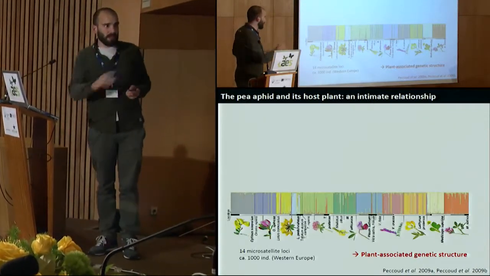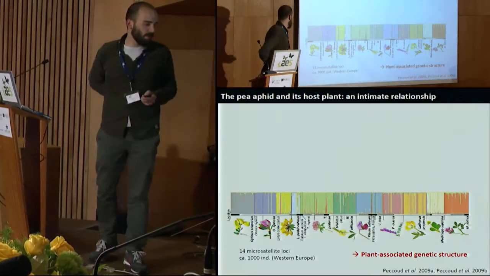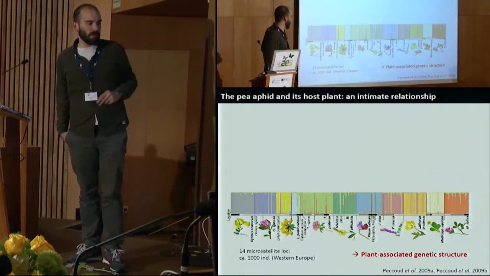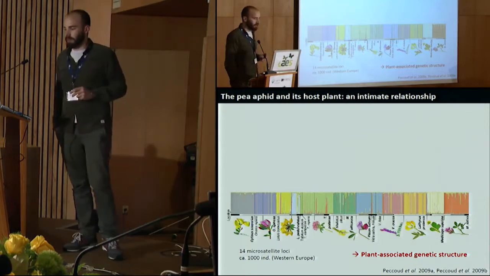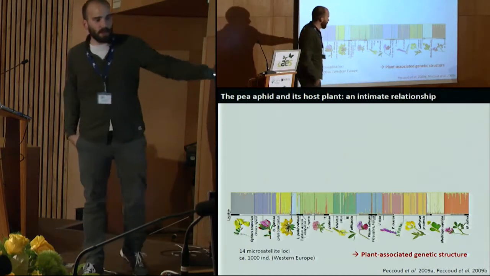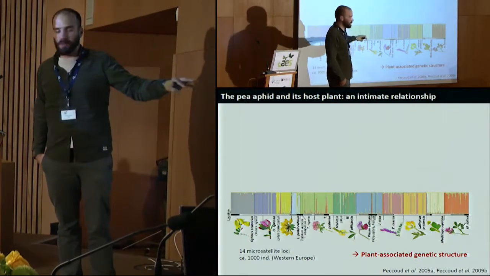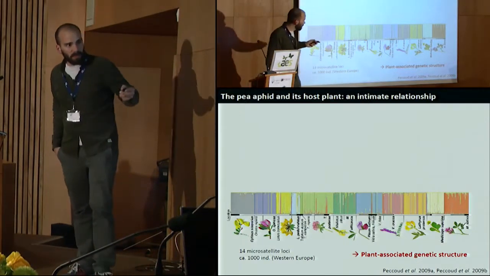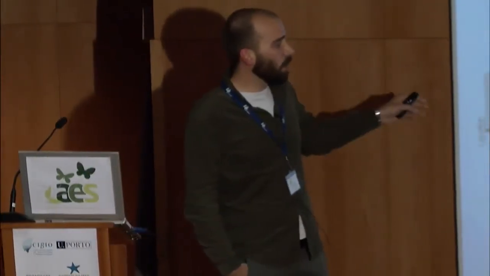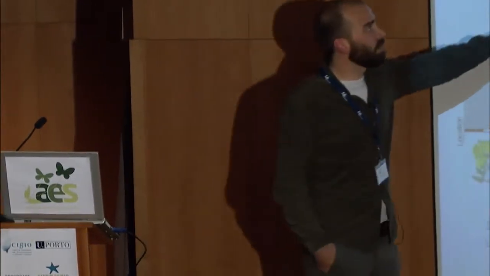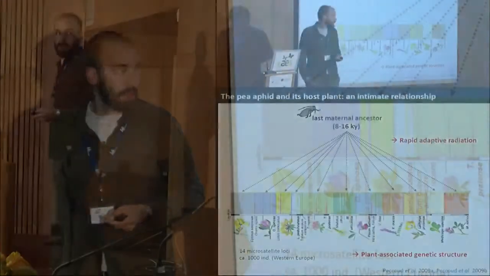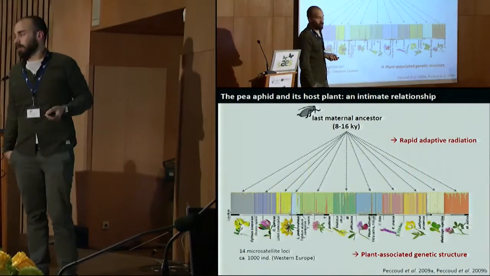So these are recent results coming from our group. Here you've got sampling performed in Western Europe on roughly 1,000 individuals that were genotyped at 14 microsatellite loci. And what we see here is a really nice plant-associated genetic structure. We've shown also that all these different clusters have evolved from a last maternal ancestor that lived 8 to 16,000 years ago, which could suggest a quite rapid adaptive radiation.